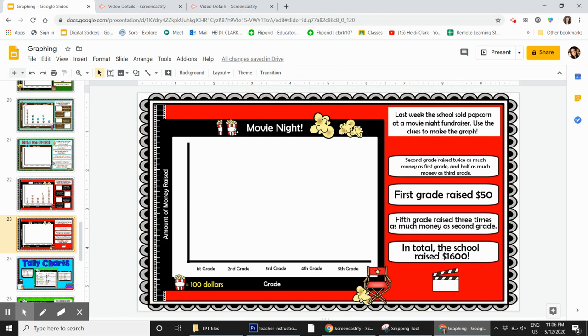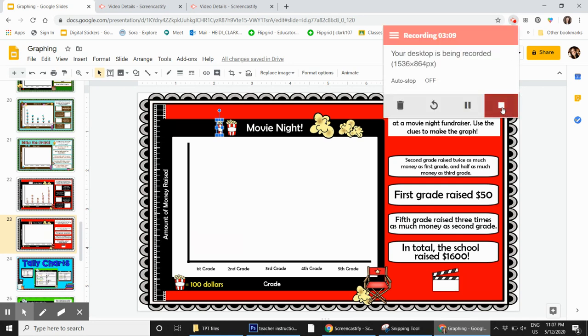And then here it's popcorn, but they sold popcorn to make money. So this actually represents $100. So $100 here, $200, $300. This equals $50. So you're going to use these clues to make the graph here. And that's how you drag and drop to create a pictograph.